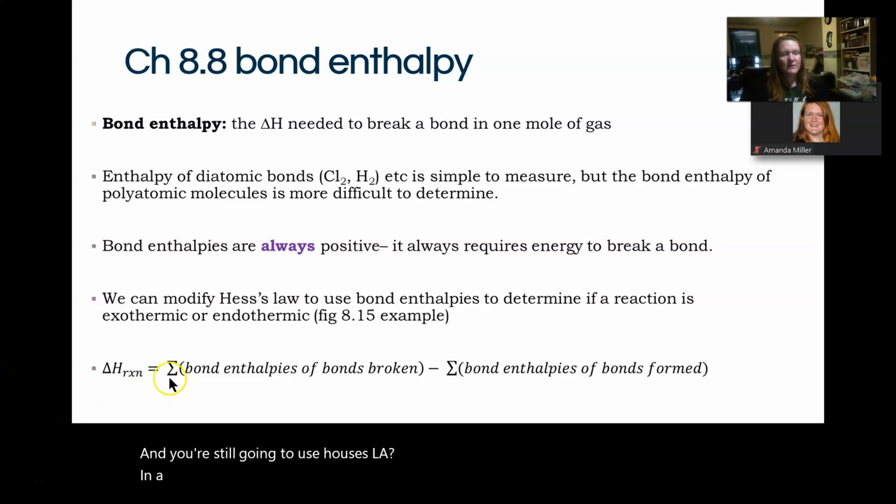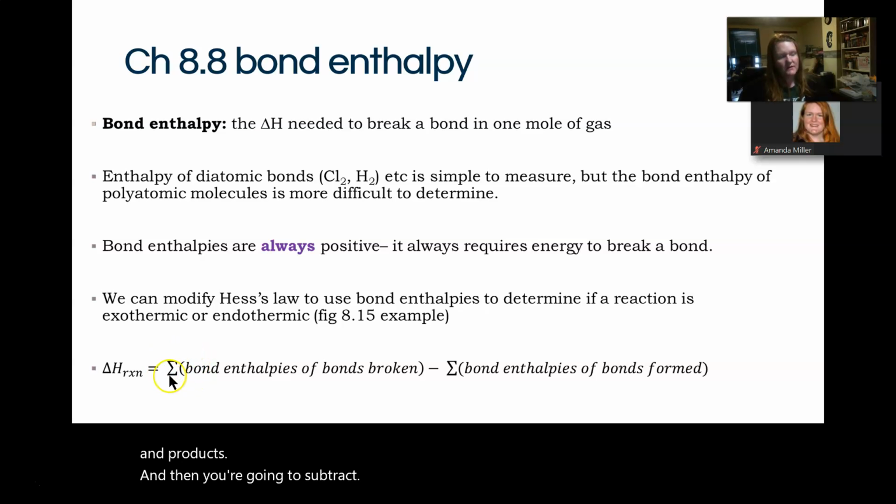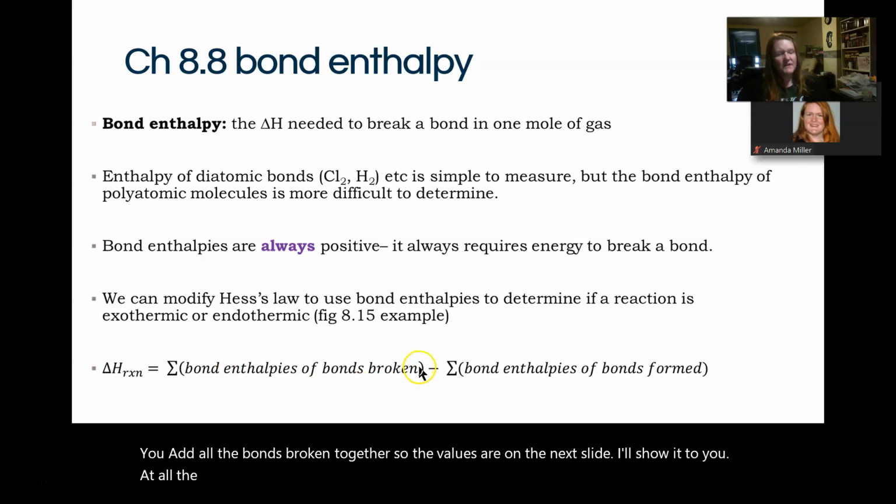And so basically we need to do Lewis dot structures of everything, reactants and products. And then you add all the bonds broken together. The values are on the next slide, I'll show it to you. Add all the bonds broken, and then subtract the sum of all the bonds formed. Whatever that difference is, is the delta H of reaction, estimated.